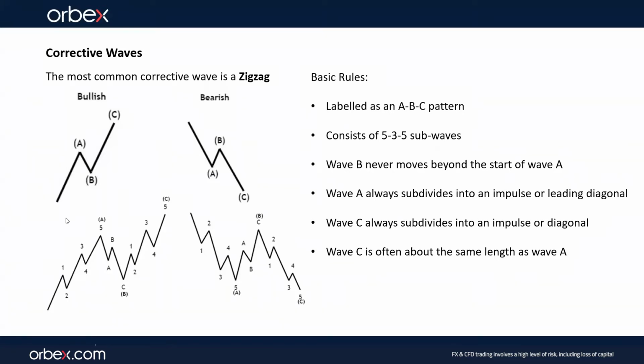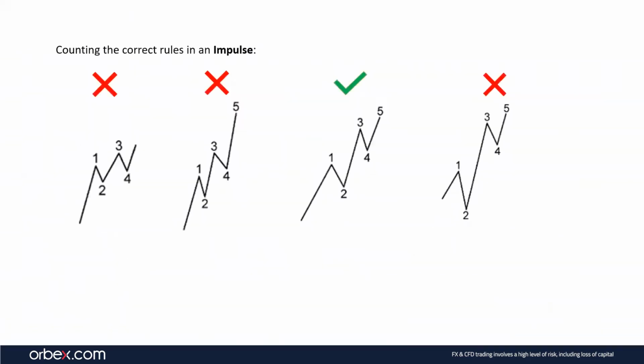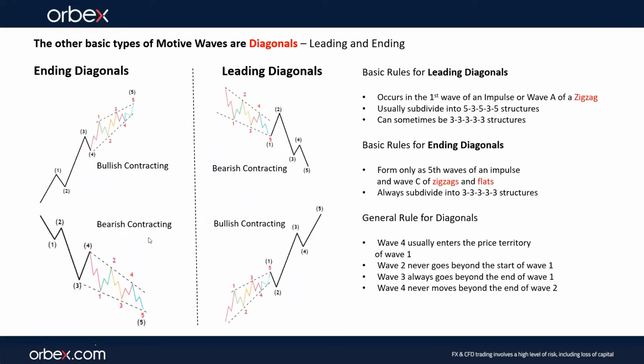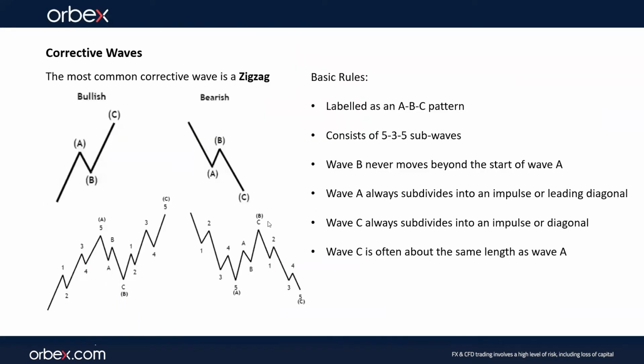So we can know that it's going to be an impulse for wave A, which is this 1, 2, 3, 4, 5, or we're going to have a leading diagonal, depending if it's bullish or bearish, 1, 2, 3, 4, 5. So you can see how now the waves are kind of starting to come together as one, and you can see that some patterns are conjoining with other patterns as well.